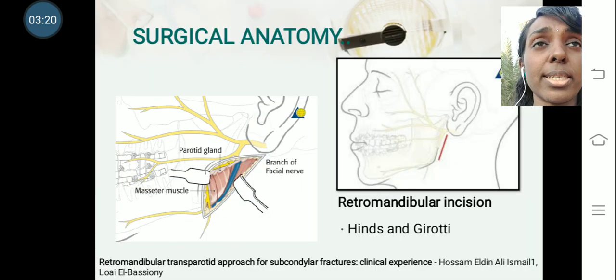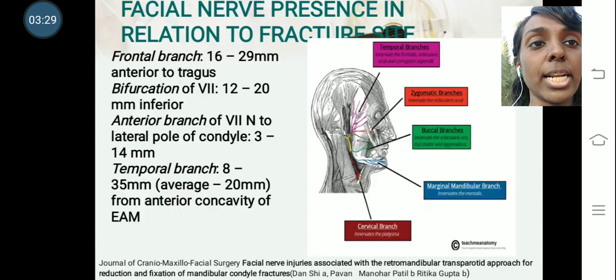Retromandibular incision. It is a skin incision 3 to 4 cm long, parallel to the posterior border of the ramus of the mandible, commencing 0.5 cm below the earlobe. It was described by Hinz and Girotti.